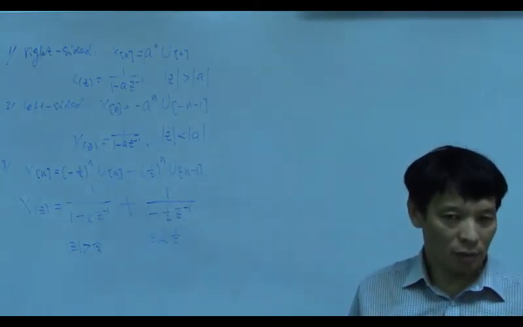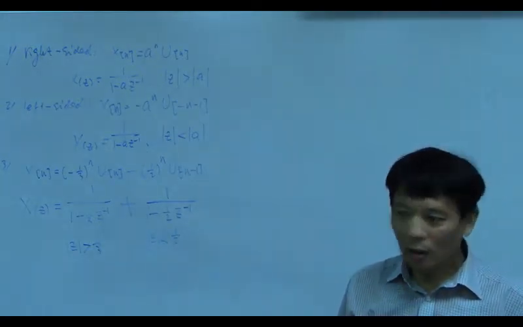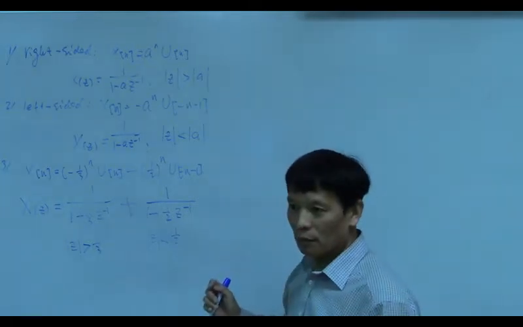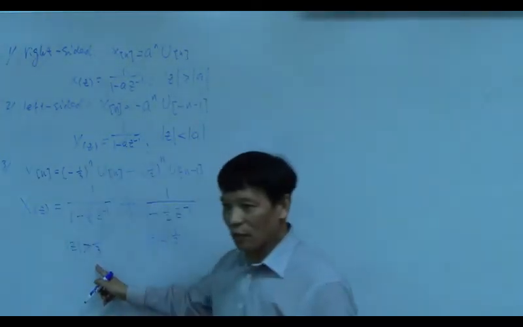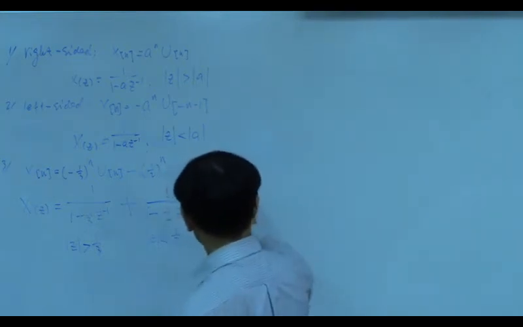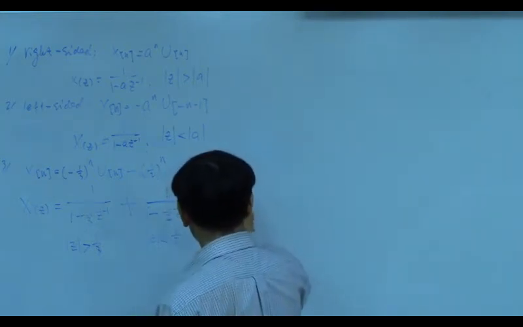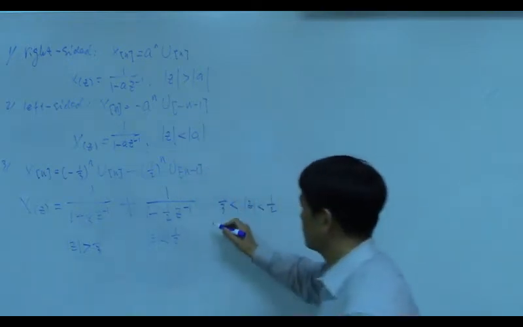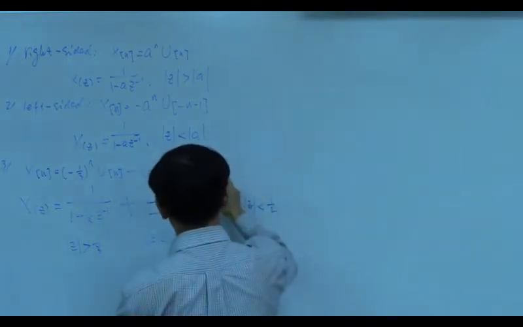Then we need to combine these two regions of convergence. So what's the region of convergence? We need to find the overlap. Greater than 1/3, less than 1/2. So the region of convergence will be 1/3 less than the absolute value of z and less than half. This is the region of convergence.